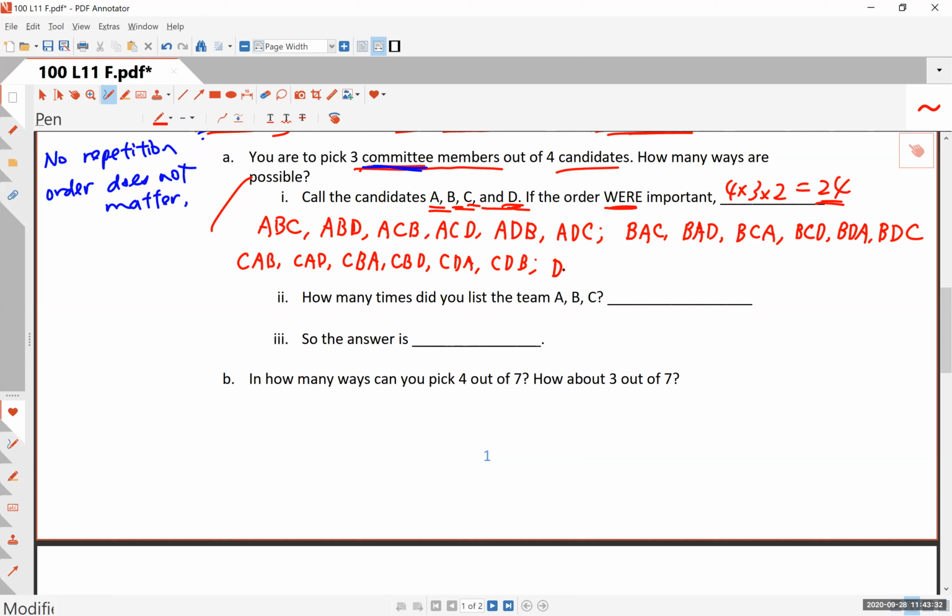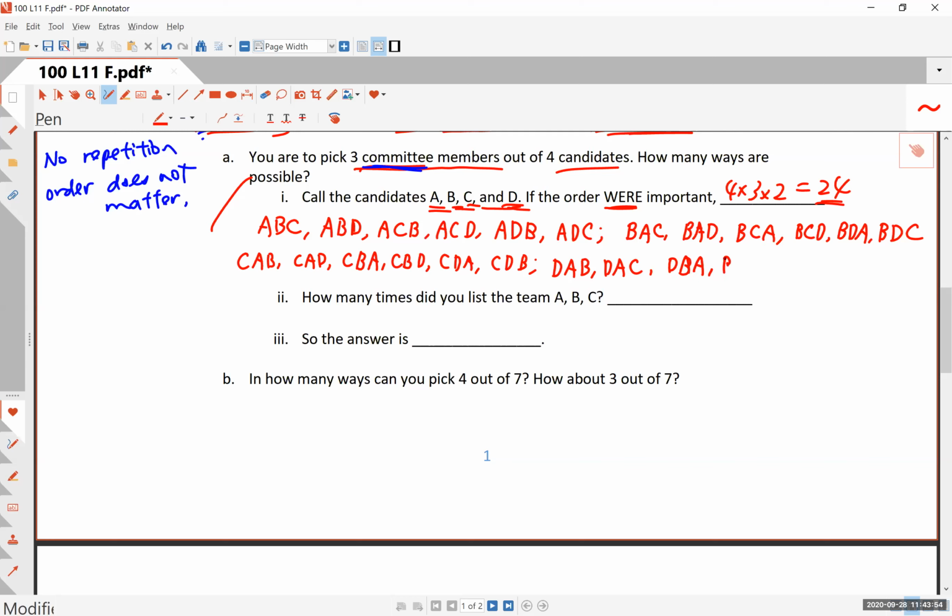If you start with D, you also have 6 choices, DA, and then DAB, DAC. Remember, you can't have DAD, for instance, because you can't duplicate the same letter. So DAB, DAC, gotta be careful, right?